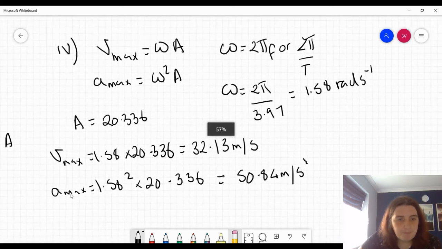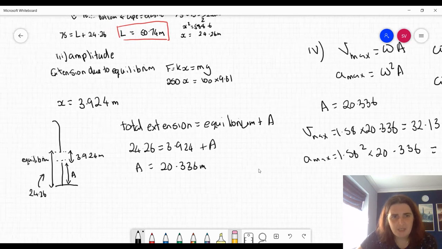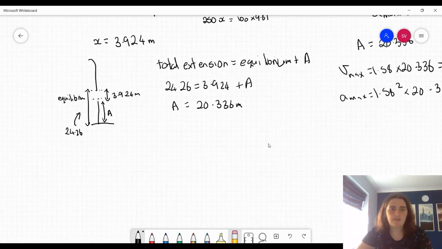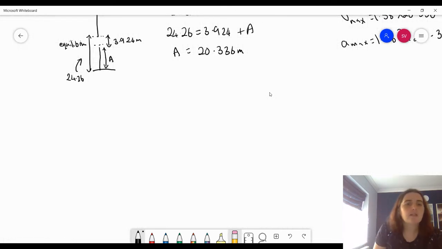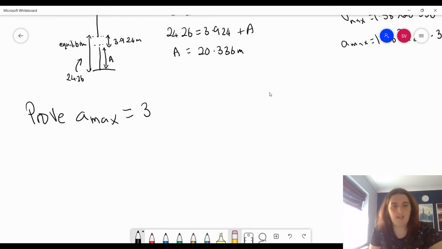And let's actually do some proof. Let's prove that those formulae make sense with the values you've got. So let's do the acceleration one first. I'm going to prove that Amax, the maximum acceleration I'm going to get, is 50.84.